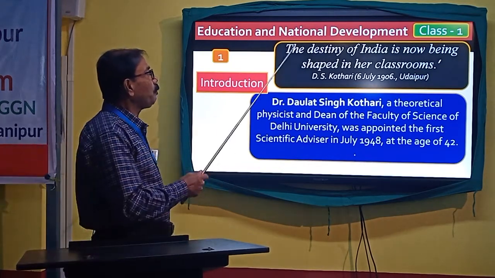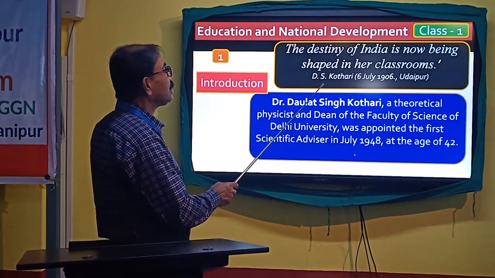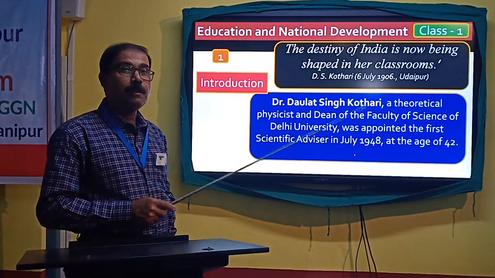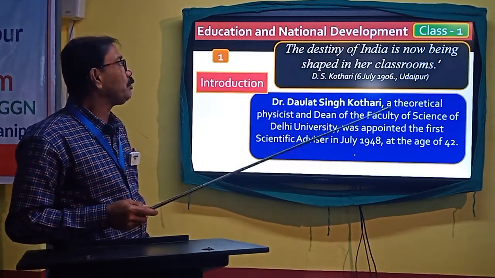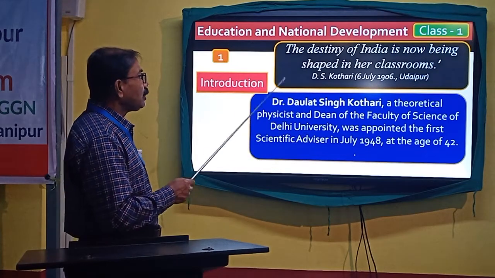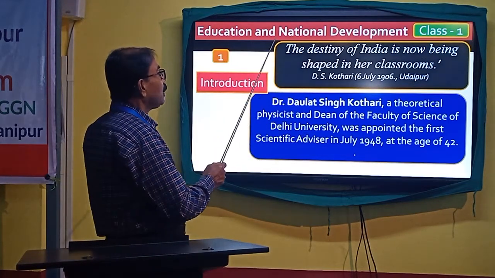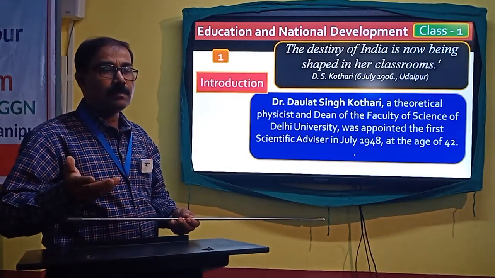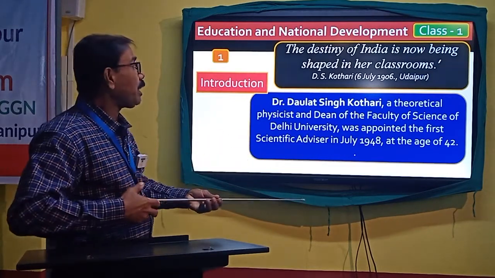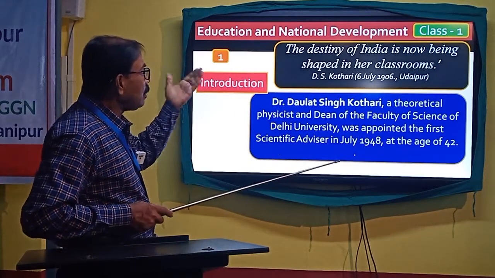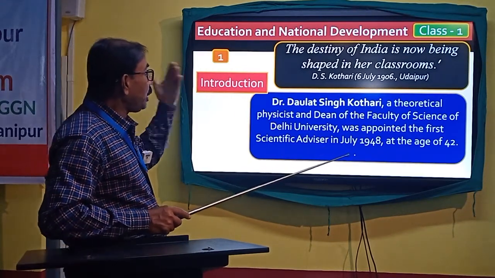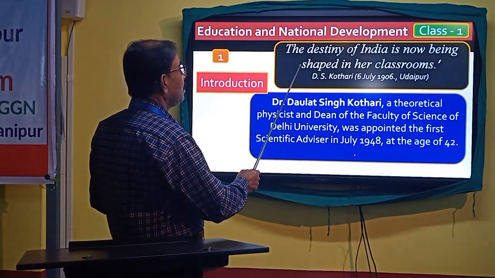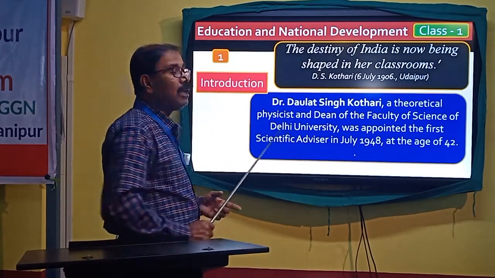So friends, the saying of D.S. Kothari has special significance in understanding the history of education of the country after independence, particularly the second part of modern history. Kothari said, and I like to quote here, the destiny of India means how we can make India a nation with prosperity in all parameters. It is very clearly expressed in this quote of D.S. Kothari that the destiny of India is now being shaped in her classrooms.